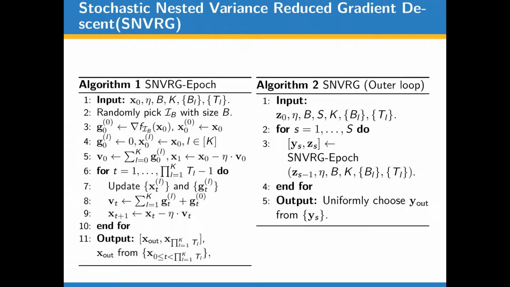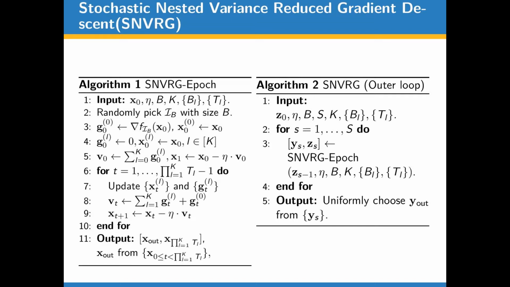Inspired by the use of reference points from SVRG and ACSG, we introduce our algorithm SNVRG, which is based on multiple reference points. SNVRG consists of two parts. The inner part is called SNVRG epoch, and the outer part is called SNVRG. At the beginning of the inner part, this algorithm will initialize k+1 reference points x equal to x0 and k+1 reference gradients, which are equal to 0.